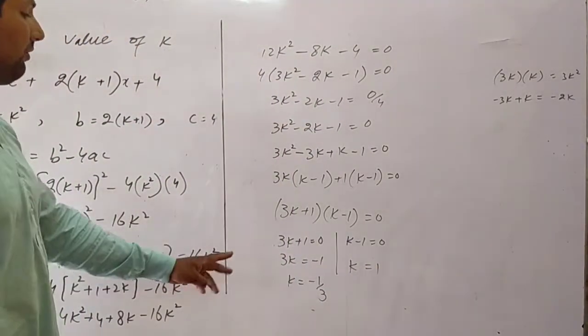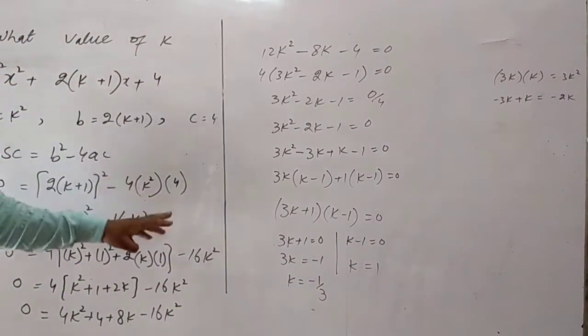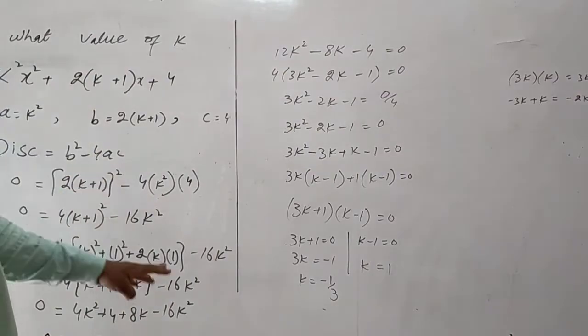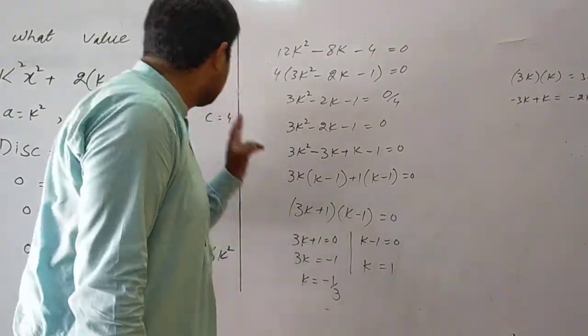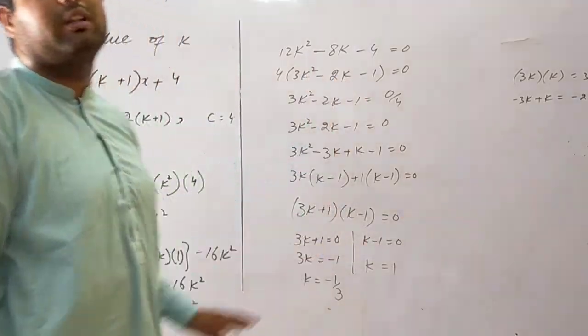These are the values of k for which the expression is a perfect square. These are the two answers of this question: k is equal to minus 1 by 3 and k is equal to 1.